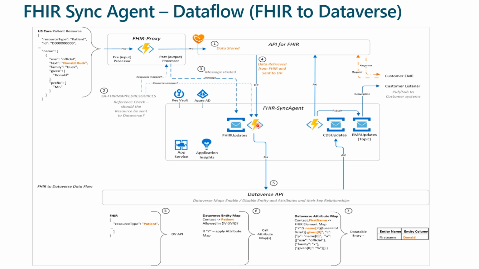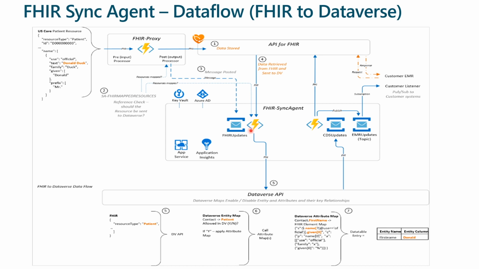And the FHIR Sync Agent is listening to the queue, and when there is a new message, it will query the Azure API for FHIR to get the bundle. This is because when a message is received in the FHIR updates queue, it does not contain all the information. This is to avoid persisting PHI information on the service bus.